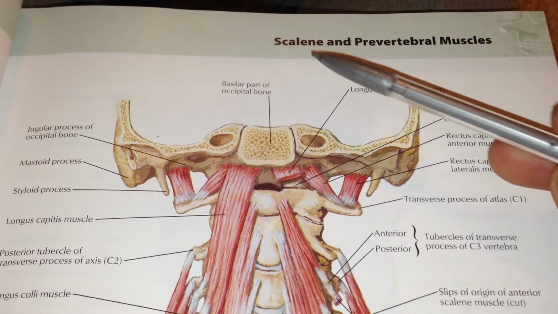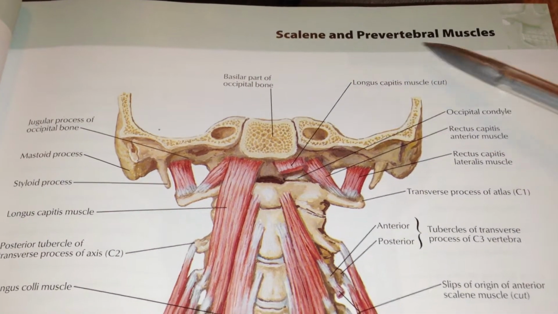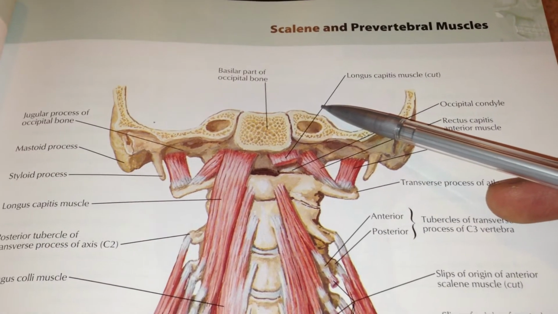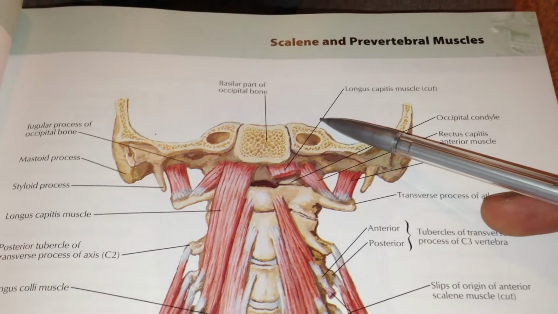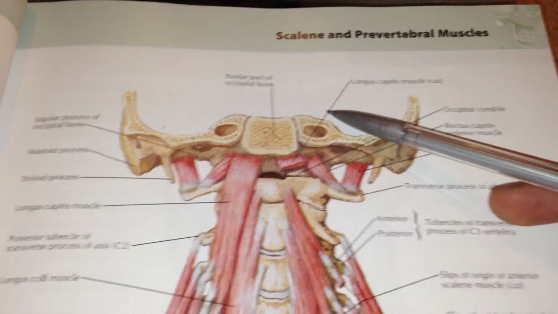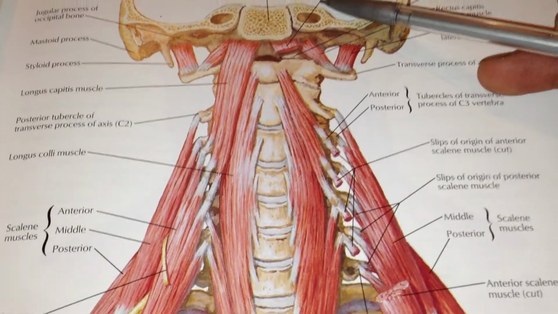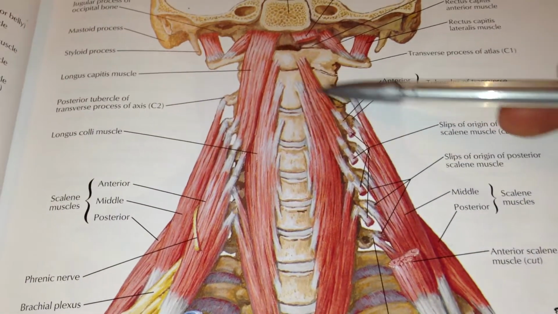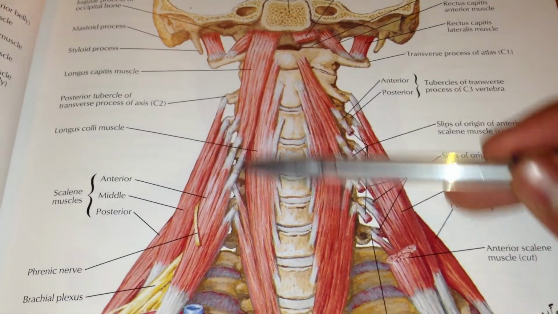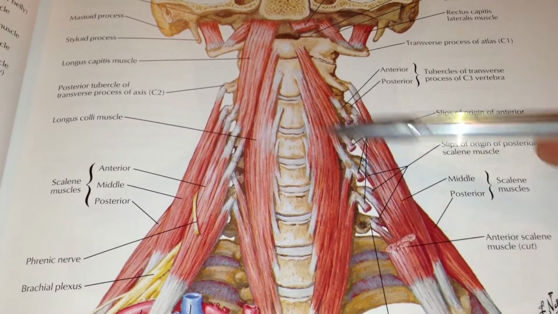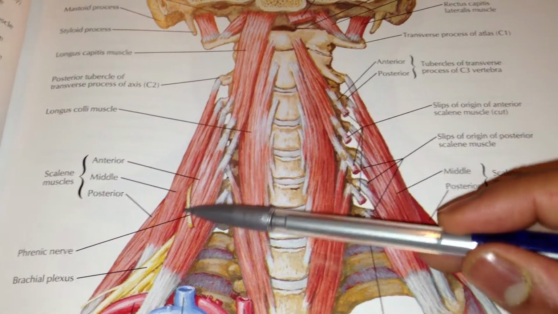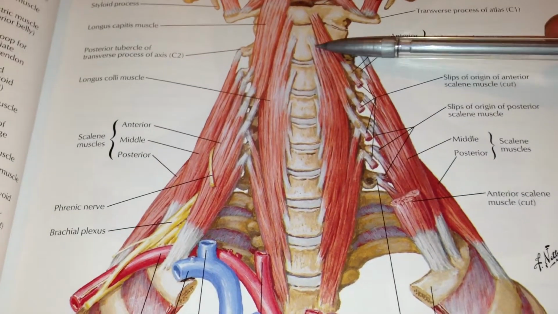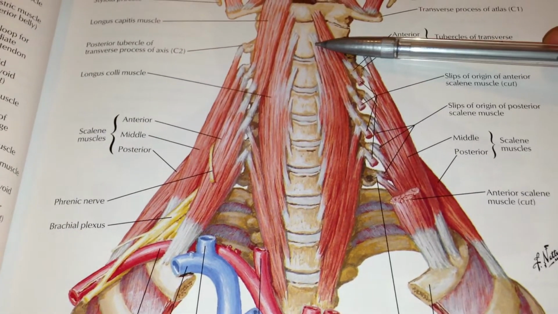So now we're going to discuss the scalene and prevertebral muscles, which will be question number 54 from section A. First, I would like you guys to know that I am on page 29 of the Netter's Atlas. Now, as you look at this diagram, this is going to represent the prevertebral muscles and the scalene muscles. According to our syllabus, there are 5 prevertebral muscles, okay?